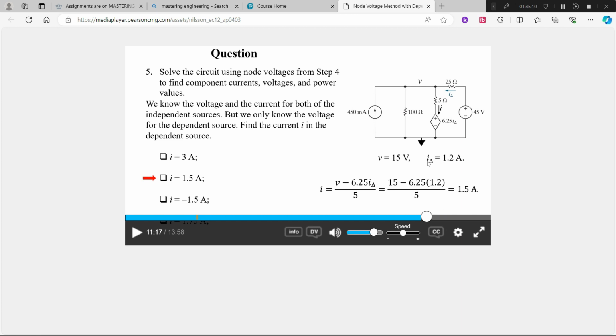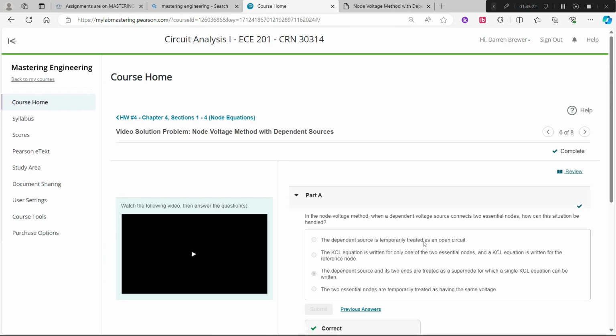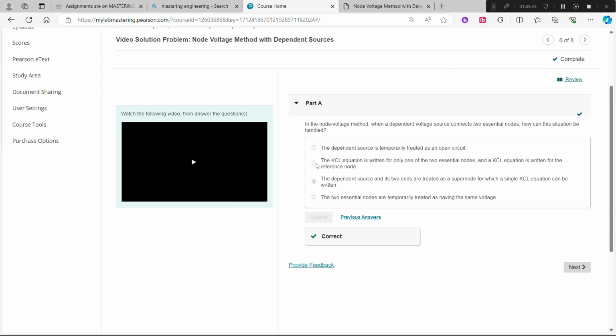Oh, V sub triangle is 1.2 actually. 1.2 squared times 25 gives me 36. Okay, I was just looking at the wrong numbers. Yep. Next. This one took a lot of points.